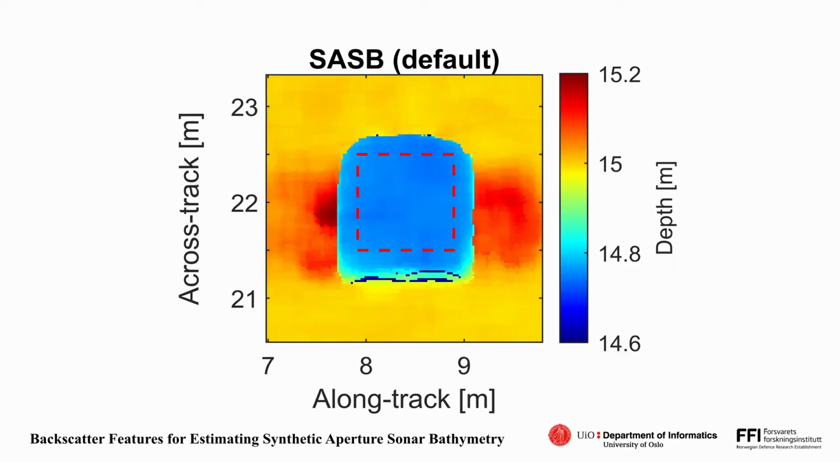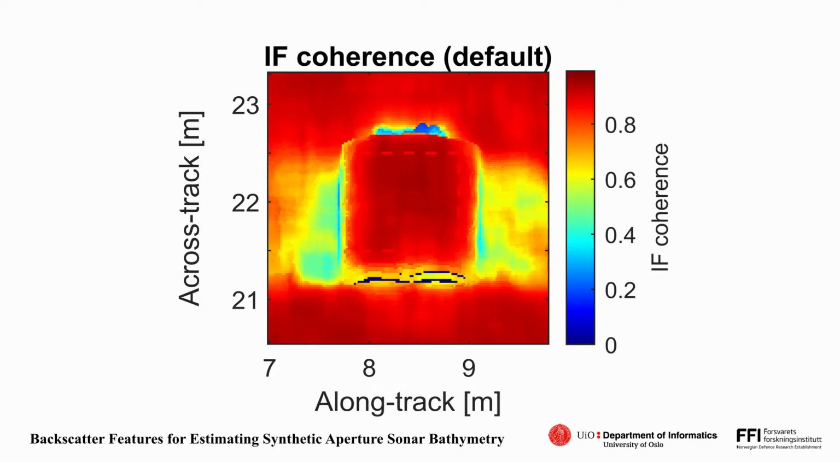Here we show the bathymetry estimate from the default method. And the default method refers to the typical averaging using a square window. It shows clearly the effect of smothering the edges and yielding the wrong bathymetry estimates. In addition, we can see that the wrong bathymetry estimates actually have high interferometric coherence.